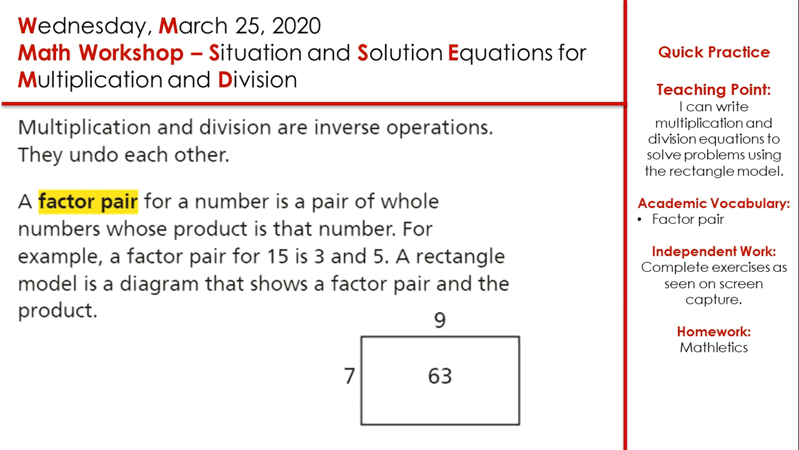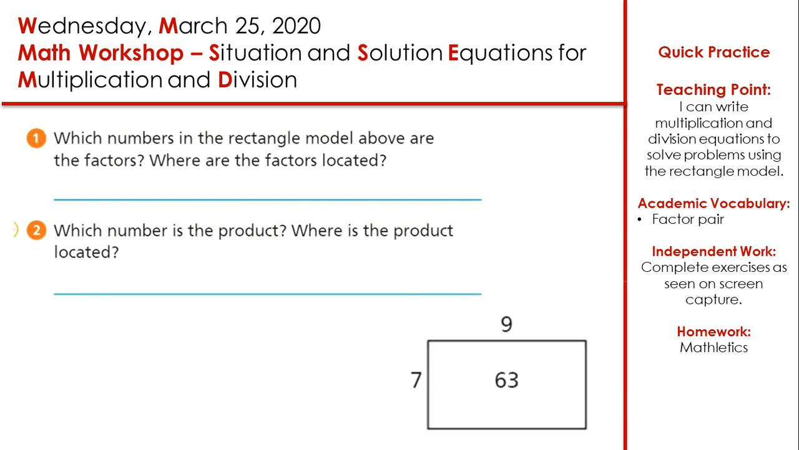As you can see right there, we have each factor assigned to a side, but also to a length. We're going to take a look at this further on. Alright, so this is the first question that we have if we take a look at this model right here. Which numbers in the rectangle model above, actually below in this case, are the factors? Where are the factors located? So as we can see right here, we have two factors that when we multiply them, we get our product 63. So the factors are 9 and 7.